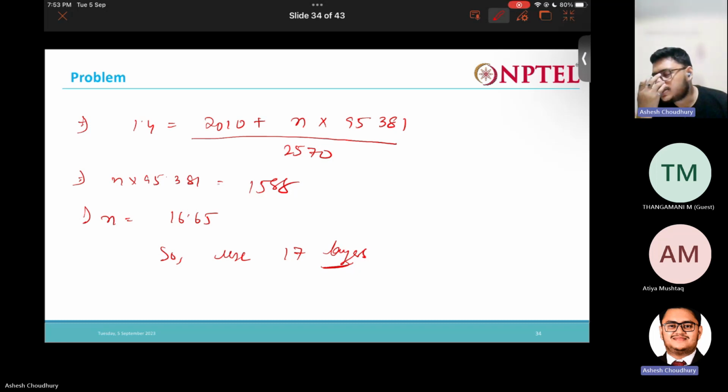Okay, now in this problem, we actually did not go into the detail of the design, right? How to decide the spacing and how to decide the length of the reinforcements, all these things we did not discuss. Various researchers have given various methods and design charts using which we can determine the spacing and the length of the reinforcement.